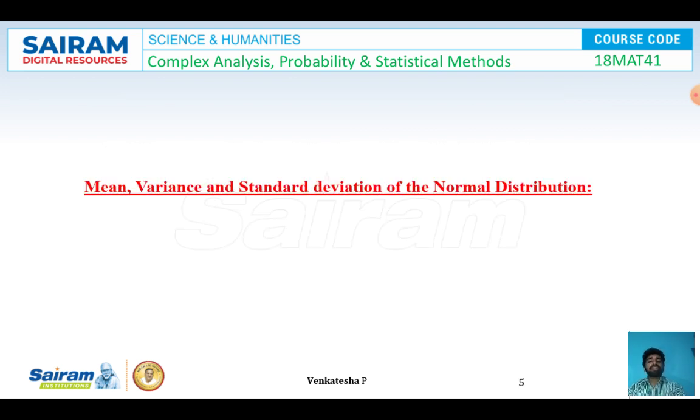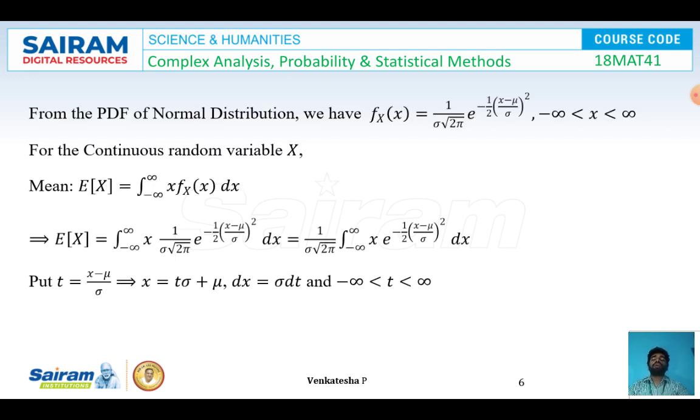Mean, variance and standard deviation of the normal distribution. To prove these, I am going to consider the probability density function of the normal distribution. We have f_X(x) = 1/(σ√(2π)) e^(-1/2 ((x-μ)/σ)²). The range of x is minus infinity less than x less than infinity.